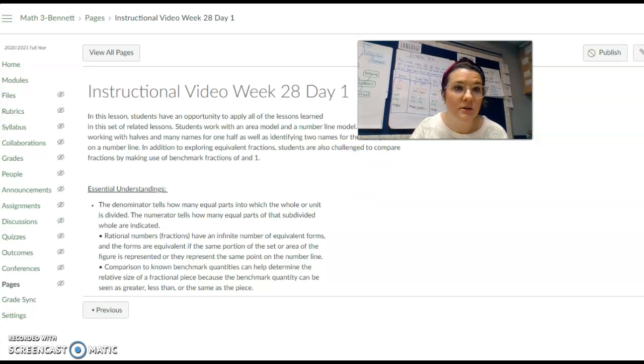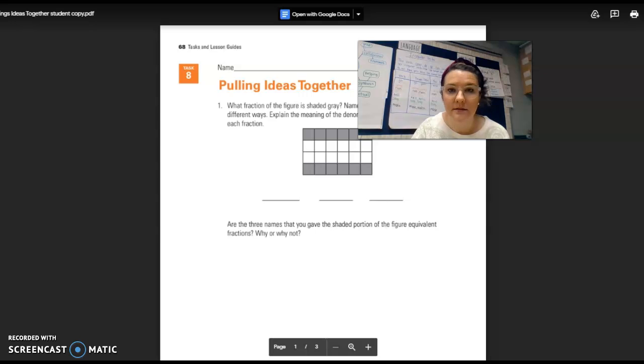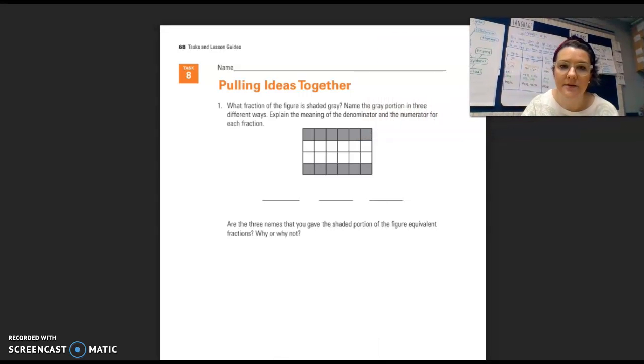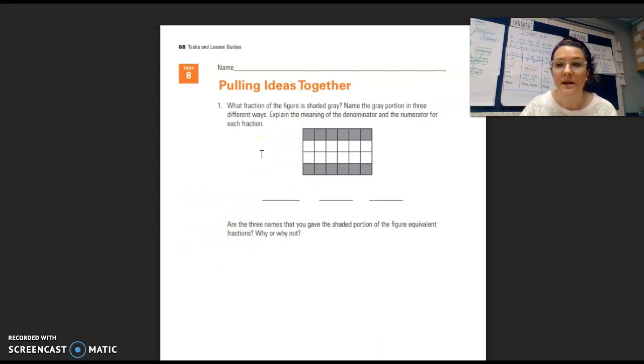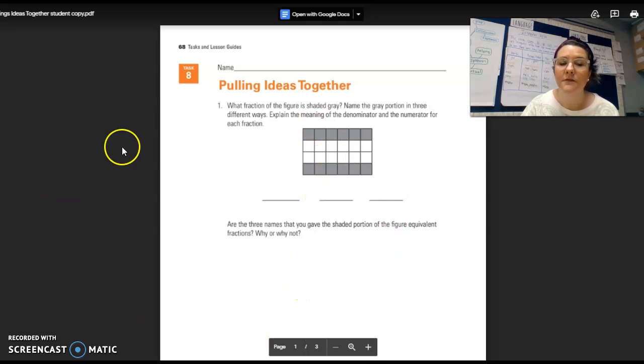All right, so looking at task 8, pulling ideas together, okay? We're going to be combining everything that we have talked about with fractions, equivalent fractions, comparing fractions, okay? So in this first activity, you're going to be naming the fraction of the shaded area and then naming other fractions that are equivalent, okay? And how do you know?